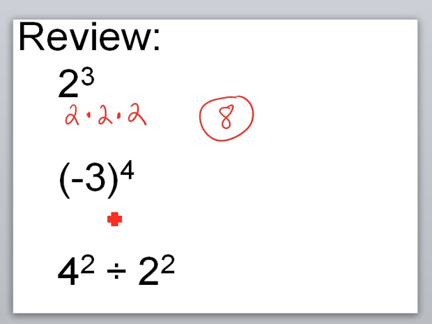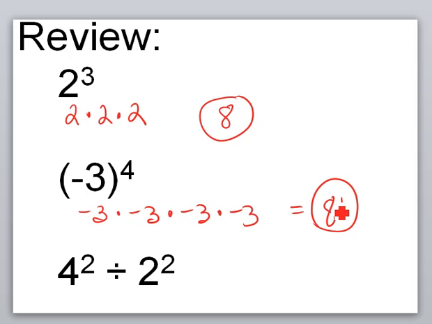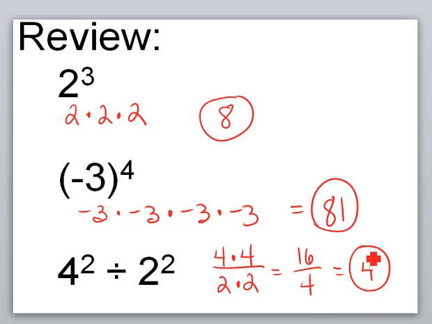The next one says negative 3 times negative 3 times negative 3 times negative 3, 4 times. The negative is also being written 4 times. So you end up with the answer of 81. On this next one, we have a division, so we really have 4 times 4 divided by 2 times 2. Treat it as parentheses here, so we've got 16 over 4, and then 16 over 4 is 4.